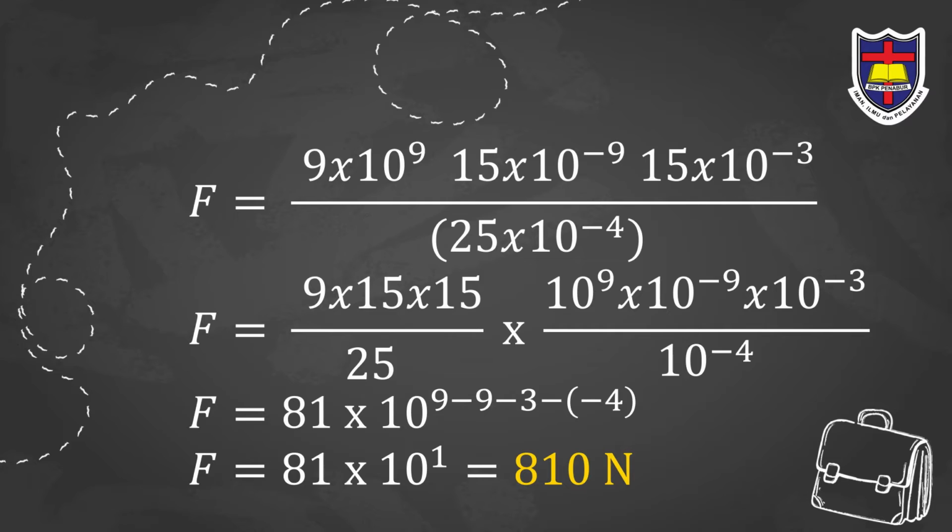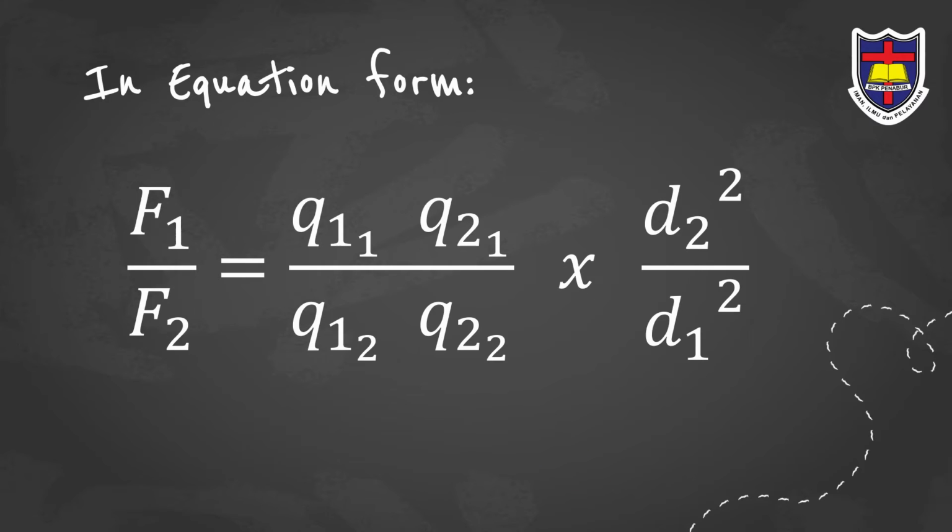So we have F equals 81 times 10 to the power of 1, or 81 times 10, equals 810 Newton. So if we have two conditions of interaction between charges, we can write it in ratio or proportion. So we can write it in equation form. First force over second force equals, we already know from Coulomb's Law that the product of two charges is directly proportional to its force.